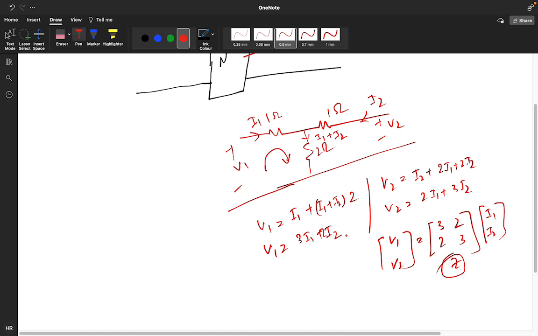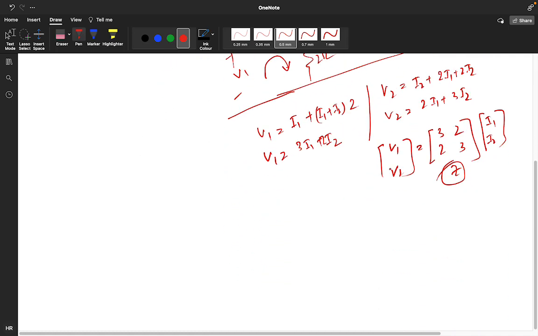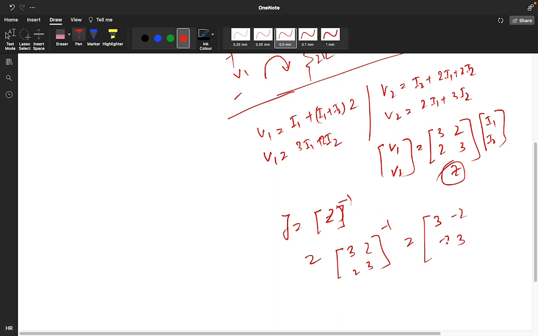You need to find the Y parameter because this is connected in parallel, not in series. So if it is the Z parameter, the Y parameter will be the inverse of the Z parameter. So take the inverse of 3 2, 2 3. What will you get? 3 3 minus 2 into 1 upon 9 plus 4, which is 13. So you will get 3 by 13, minus 2 by 13, minus 2 by 13, 3 by 13. So this is your YB.